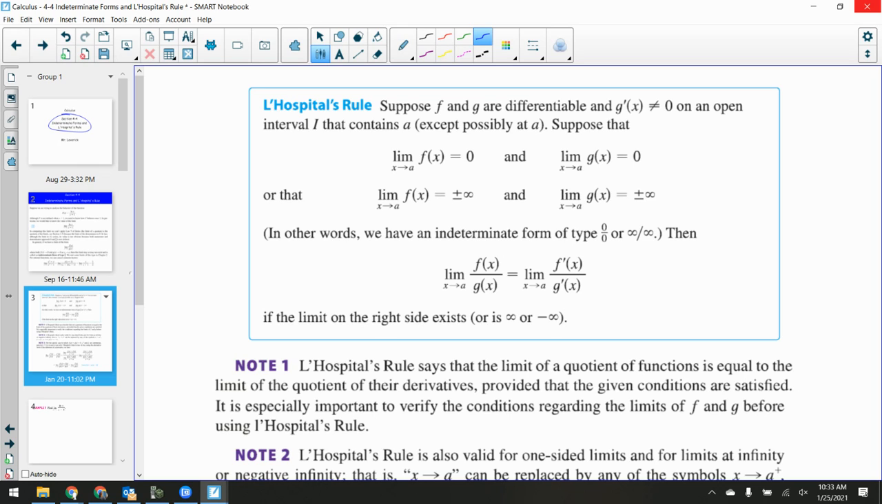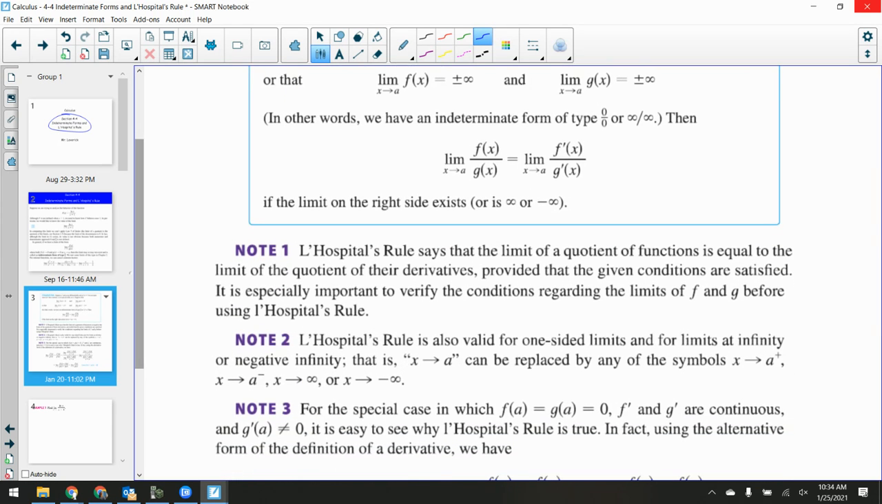The limit as x approaches a of f of x divided by g of x is actually equal to the limit as x approaches a of f prime of x divided by g prime of x, which is a very powerful statement. Finding the derivative of a function reduces it down a lot. So once I reduce it down, finding the limit of that reduced function is usually a lot easier to do. Okay.